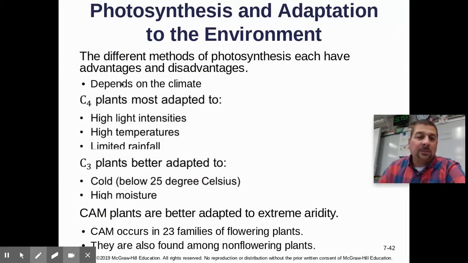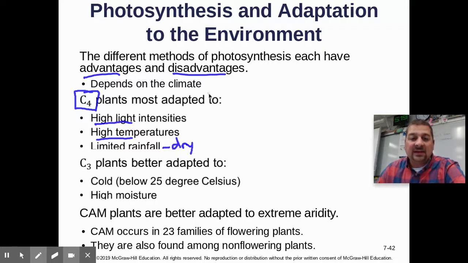So just kind of the overview, the advantages and disadvantages of these three types of photosynthesis. C4 plants are better adapted to having high light, high temperature, and being a fairly dry environment. These will outperform C3 plants by 2 to 3 times the rate of a C3 plant. Whereas C3 plants are better adapted to cooler, wetter, more springtime in Ohio type environments.